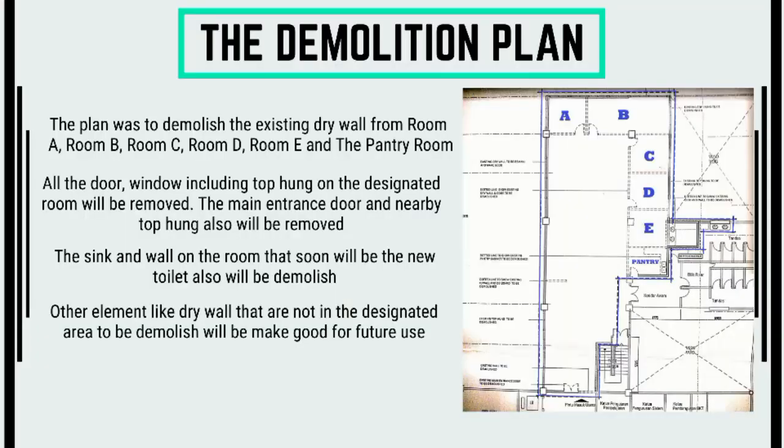The demolition plan. The plan was to demolish the existing drywall from room A, room B, room C, room D, room E, and the pantry room. All the doors and windows, including top hung, in the designated rooms will be removed. The main entrance door and the dimple top hung also will be removed.